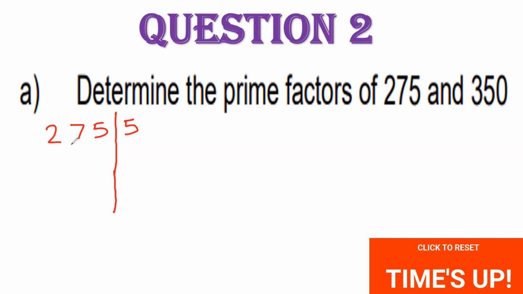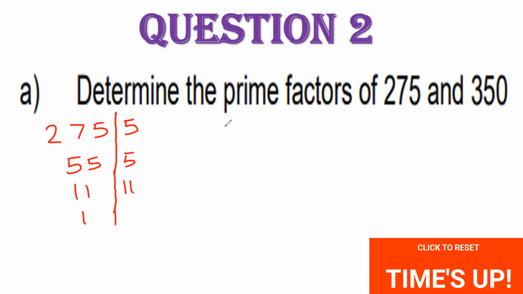275 divided by 5. Let's calculate it. We have 55. 275 divided by 5, you get 55. Divide by 5 one more time, you get 11. And divide by 11 and you get 1. So our prime factors for 275 are 5, 5, and 11.